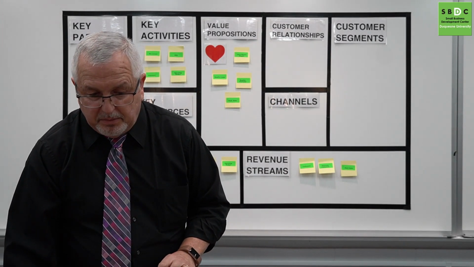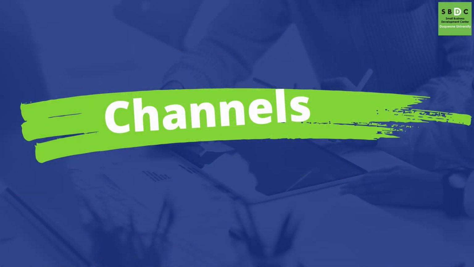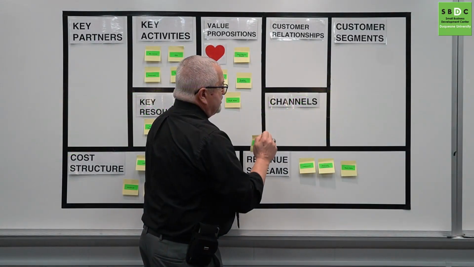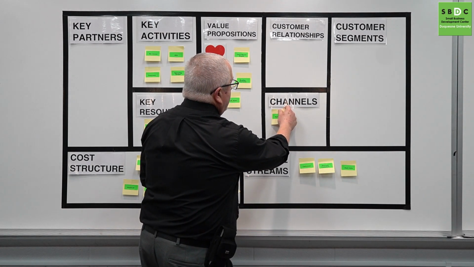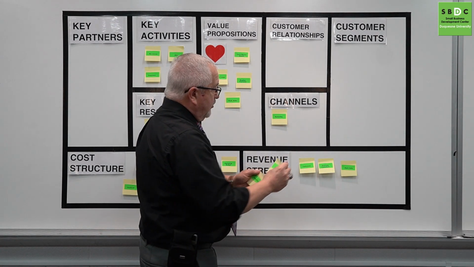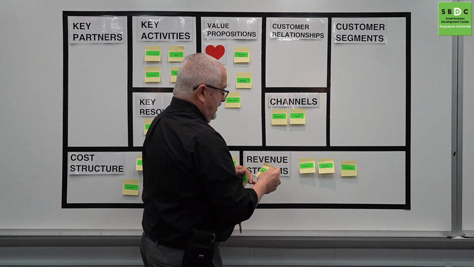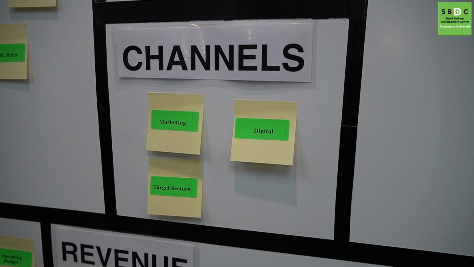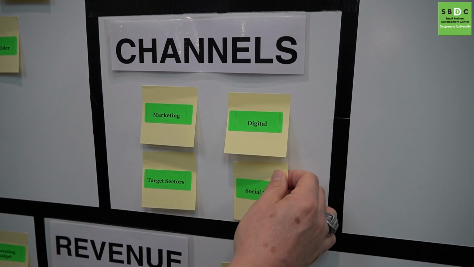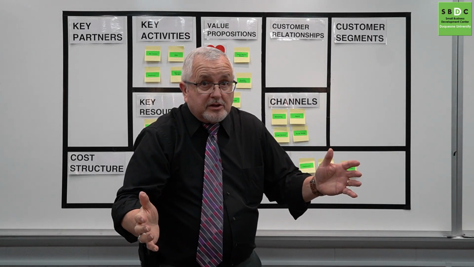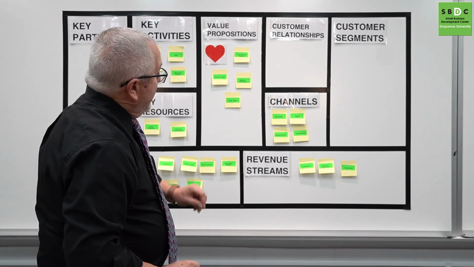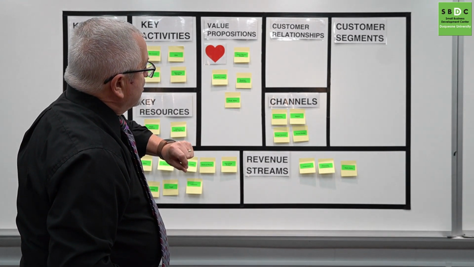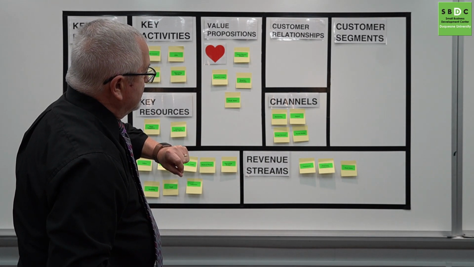Your very next piece that you're going to look for is your marketing and your channels. By channels, what I'm talking about is how are you going to get your customers? You're going to be doing some marketing, and it could be digital marketing. It could be special target sectors that you're looking at, and it even could be social media. You might even use traditional. Believe it or not, you may even use traditional. Now you've got the channels that you're going to start drawing your customers in with.